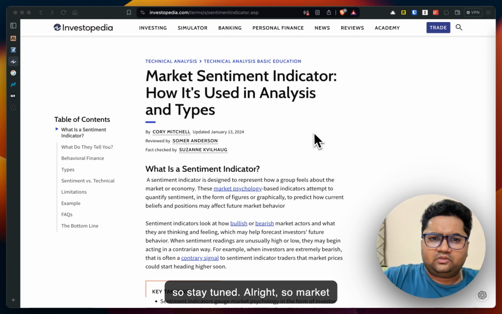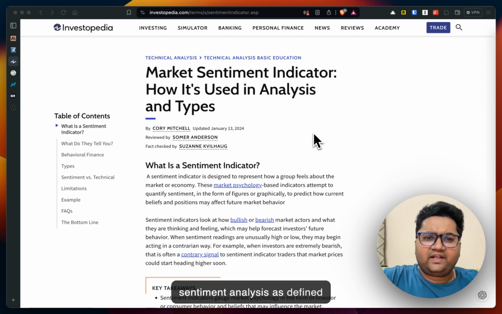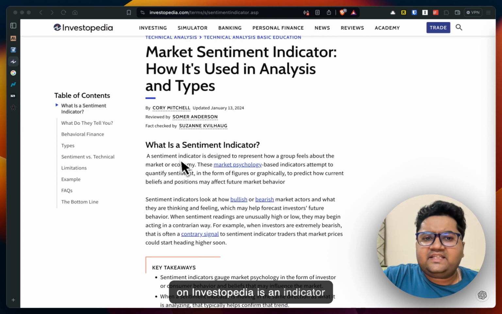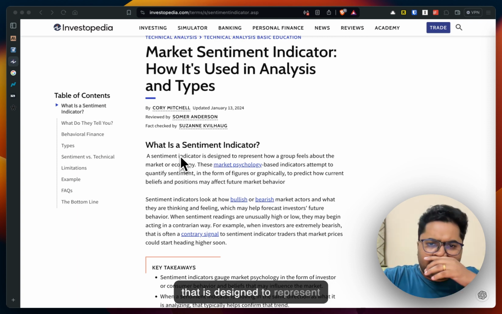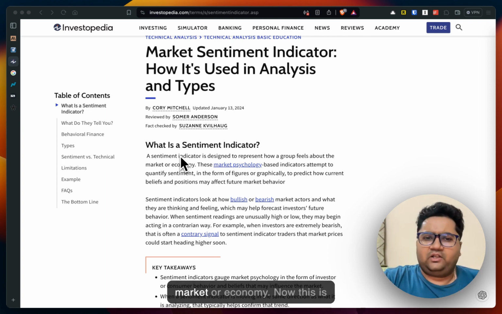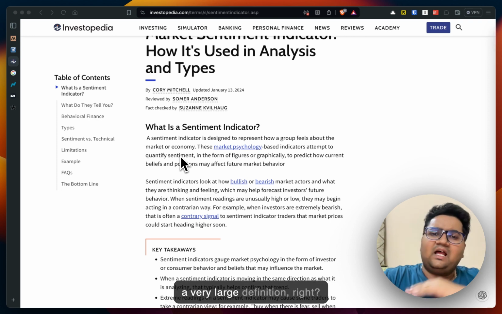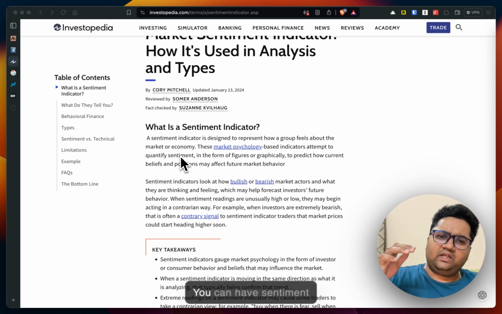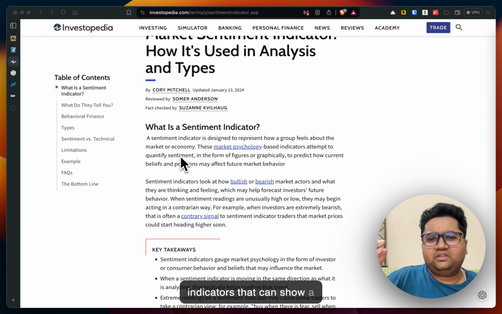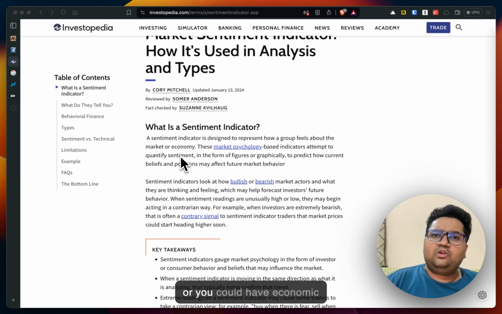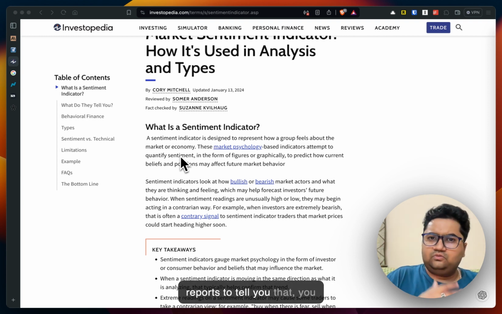Alright, so market sentiment analysis, as defined on Investopedia, is an indicator that is designed to represent how a group feels about the market or economy. Now this is a very large definition, right? You can have sentiment indicators that can show a bullish trend or a bearish trend, or you could have economic reports to tell you that.